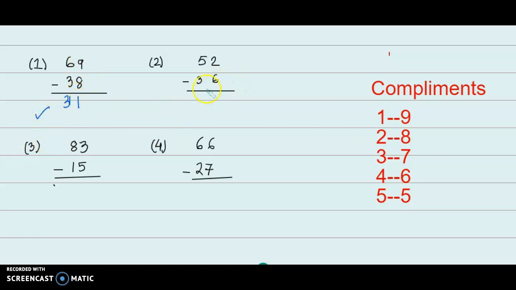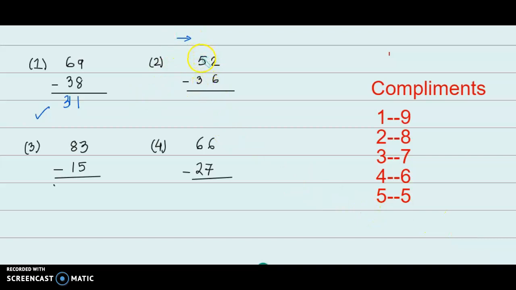In the second example, you can say 5 is greater than 3 and 2 is smaller than 6. In this kind of Vedic maths trick, we move from left to right. Our usual practice is we subtract from right to left, but here we are following the opposite way. We are moving from left to right.